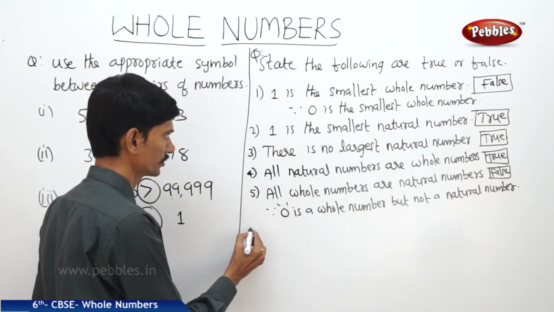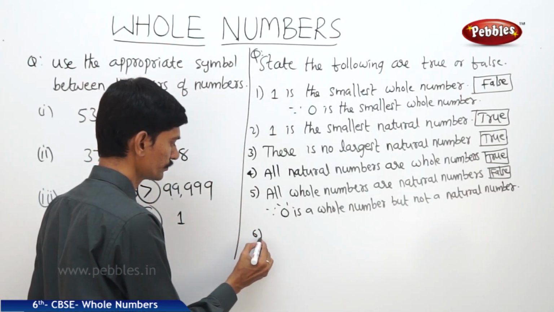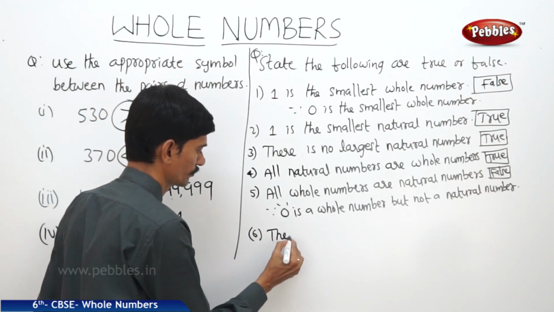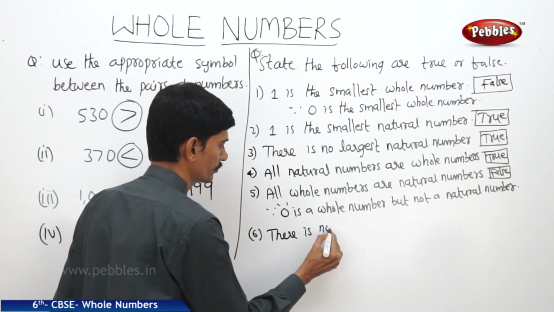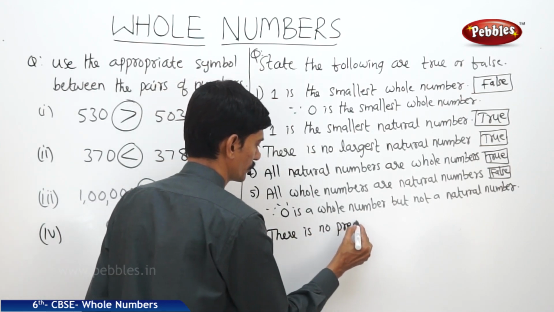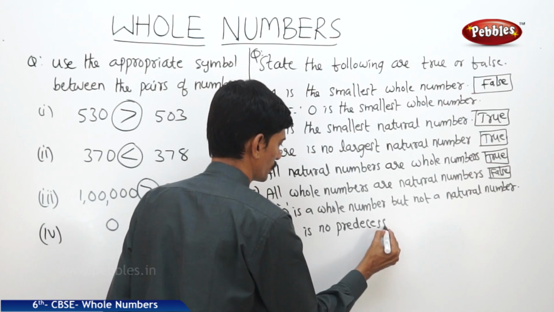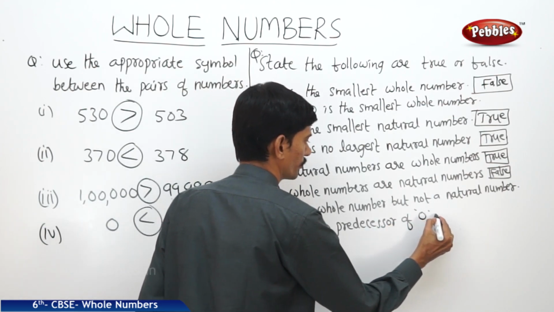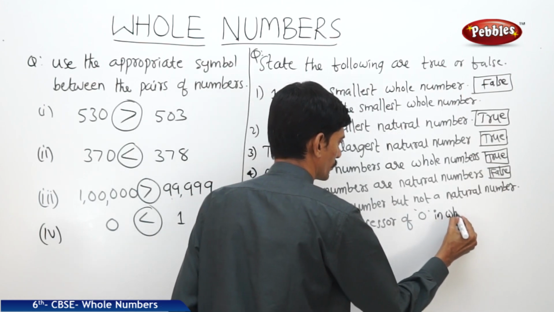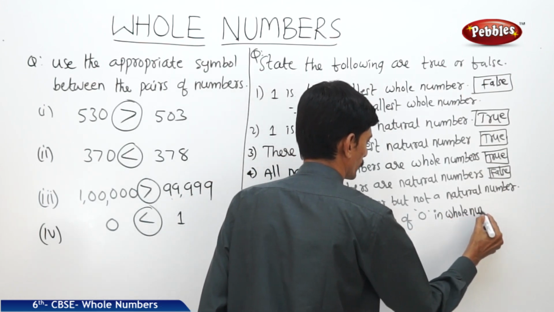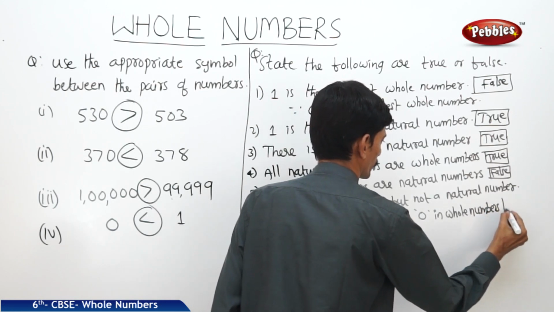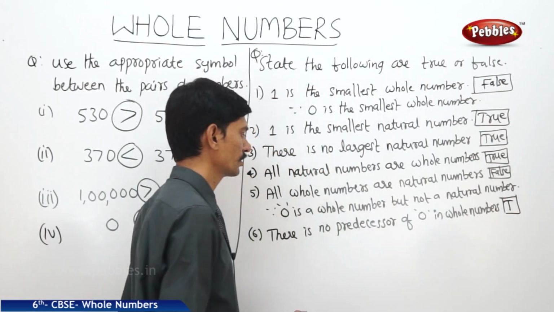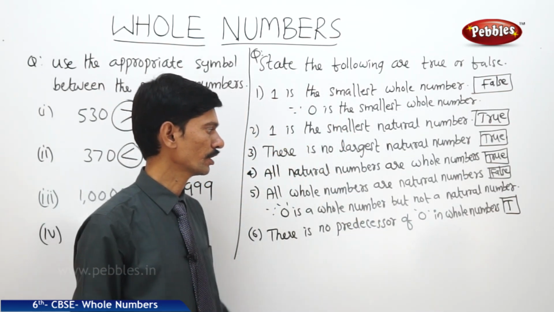Next statement: there is no predecessor of 0 in whole numbers. So this is also true. There is no predecessor of 0 in the set of whole numbers.